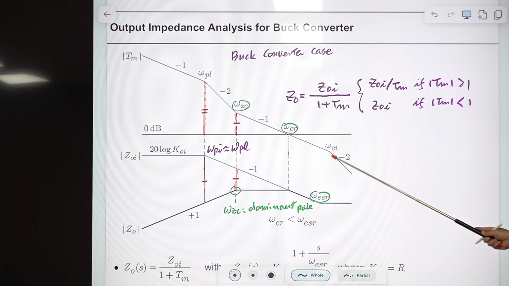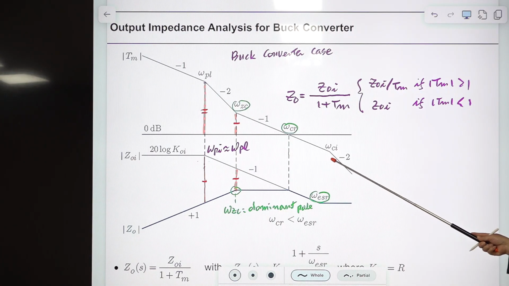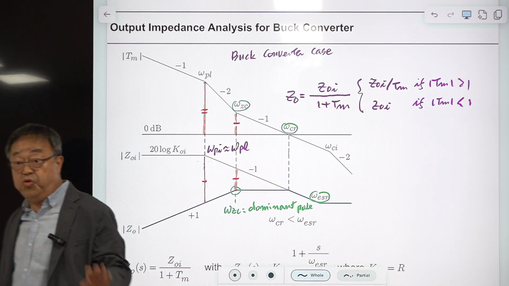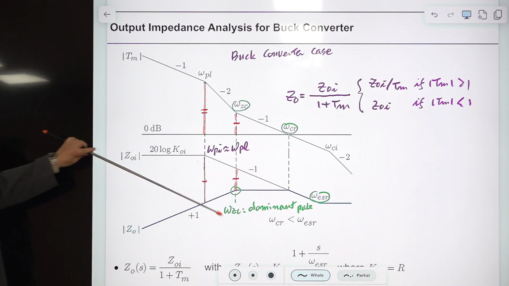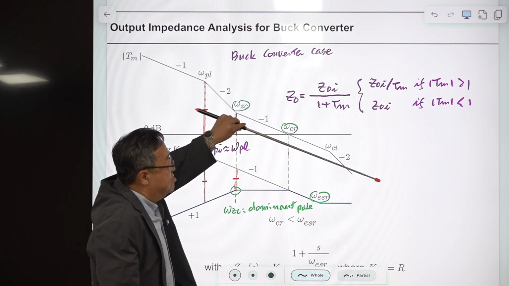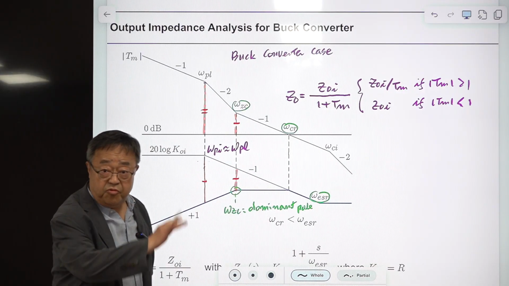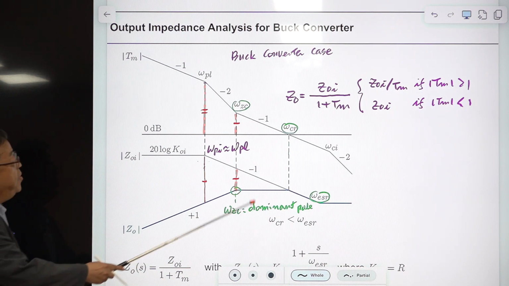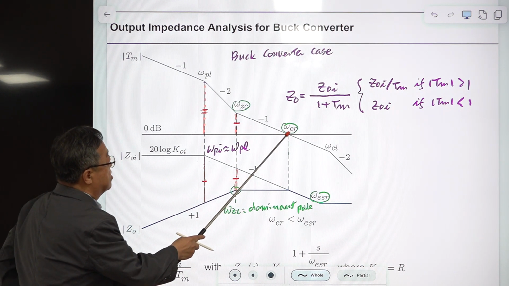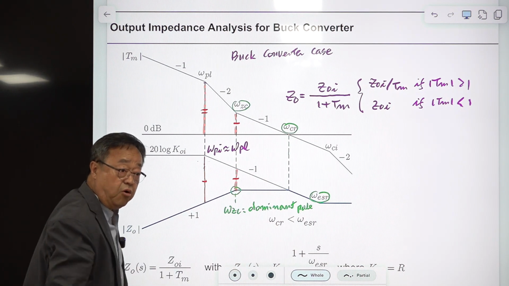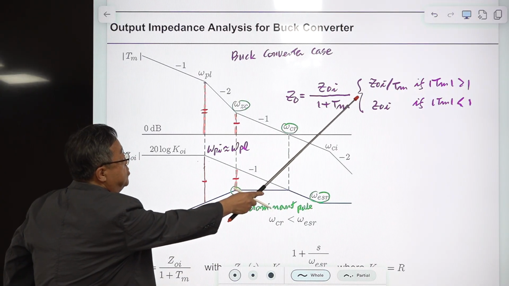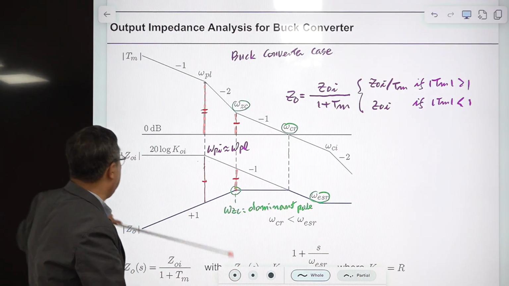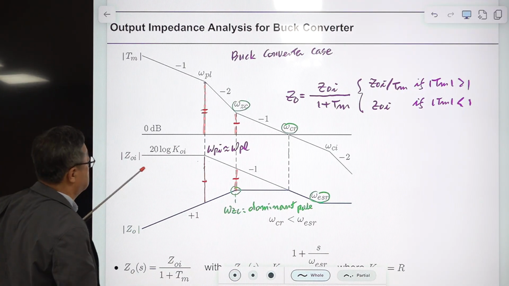There is an additional pole. This pole comes only in the classical analysis. In the new analysis, somehow this pole is missing, and there is a second-order term here, but we ignore that. For this output impedance analysis, what comes after the loop gain crossover frequency can be ignored, because from this asymptotic analysis, after the loop gain crossover frequency, the output impedance just follows this GOI.